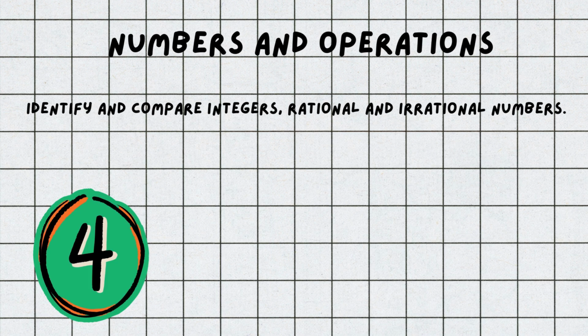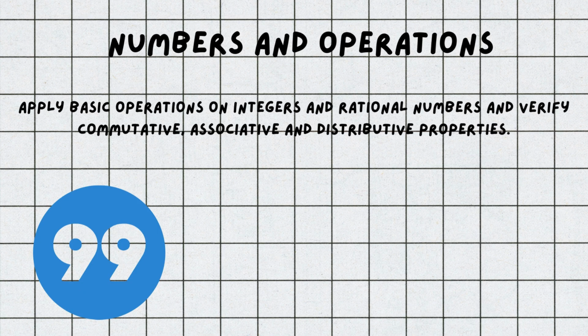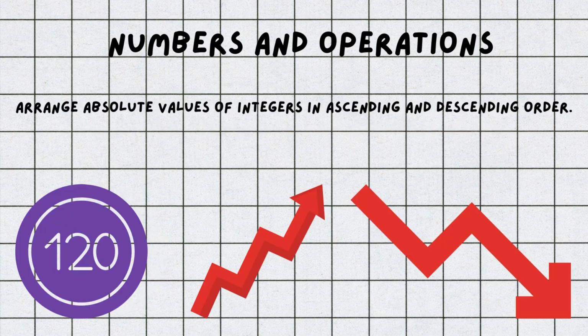Numbers and operations. Identify and compare integers, rational and irrational numbers. Apply basic operations on integers and rational numbers and verify commutative, associative, and distributive properties. Arrange absolute values of integers in ascending and descending order.